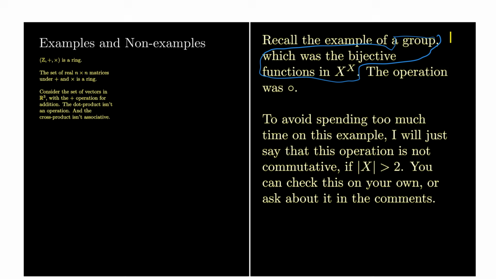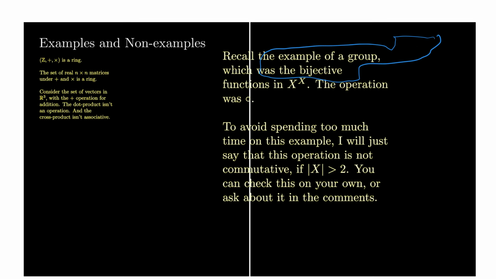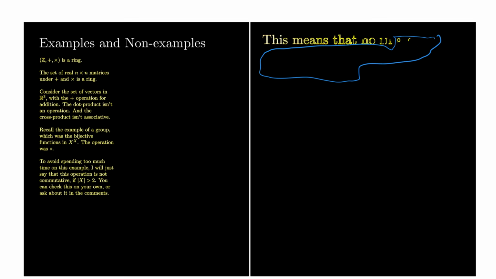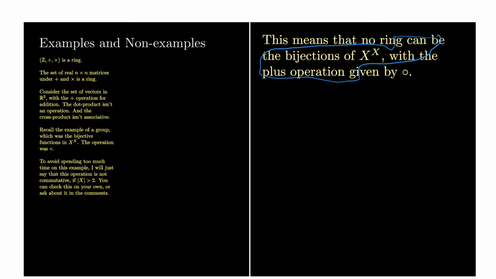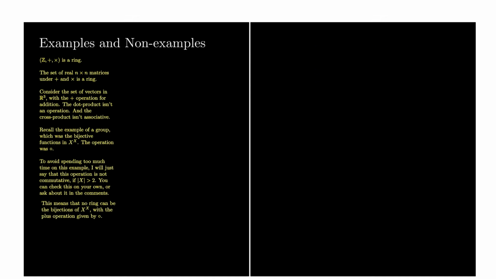And so you would never get a ring by doing anything like this, basically, or at least so long as the cardinality of the set is strictly greater than 2. If it were not, that would be a pretty boring and trivial example. So in any way that is interesting, you'll never get a ring formed from the set of bijections with the operation of composition.